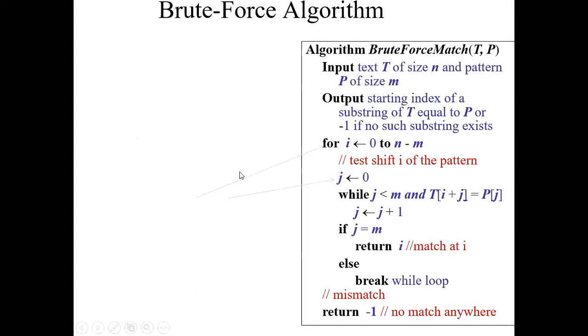Now let us move to the pseudocode. So what does the code say? Input: text T of size n and pattern P of size m. Output: the starting index of the substring of T equal to P. It will return the substring in the text that is equal to the pattern, which we have to identify. But what will it return? The beginning index in the text from where the pattern begins and matches the text.